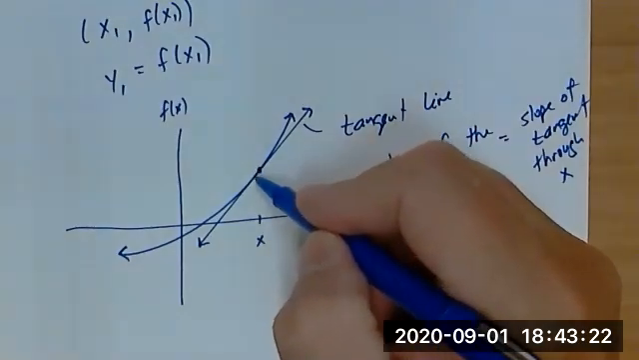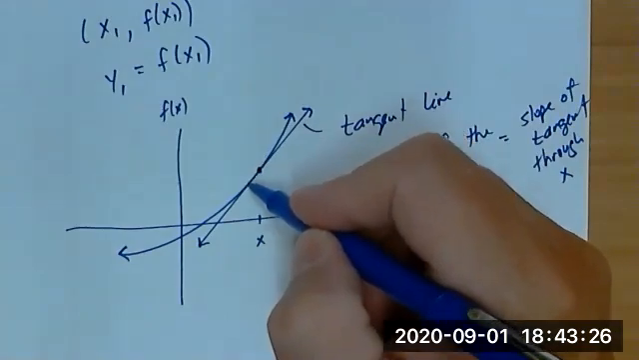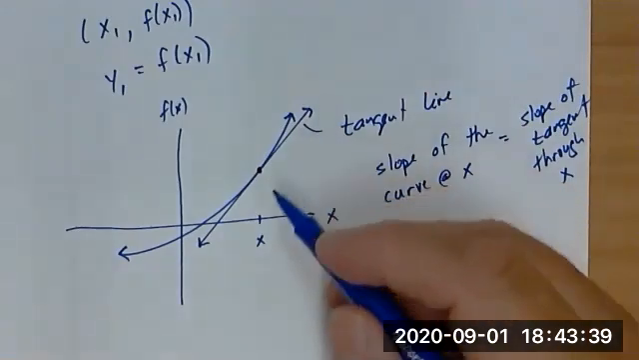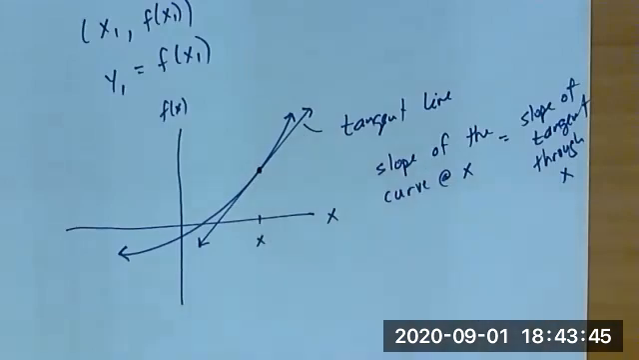So at this point, the slope of this curve at that point is the same as the slope of the tangent line. So what we really do when we want to find the slope of a point on a curve, we really need to find the slope of the tangent line.